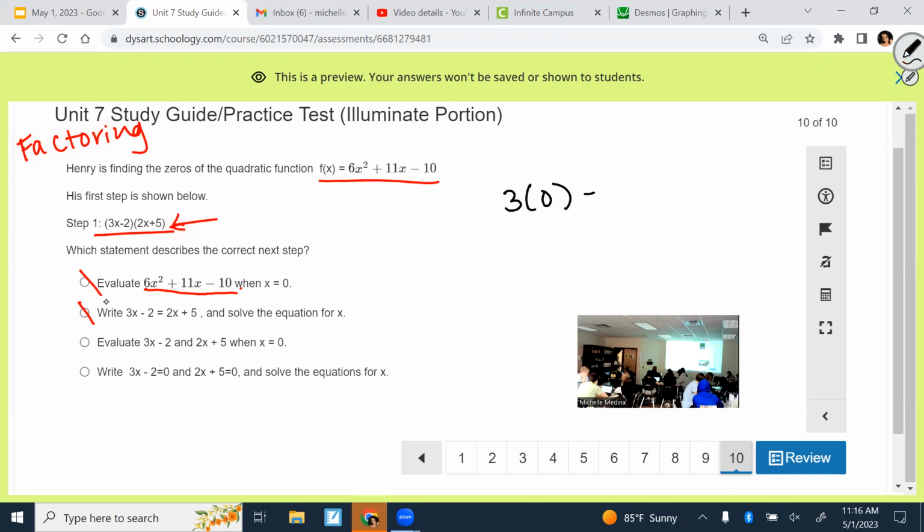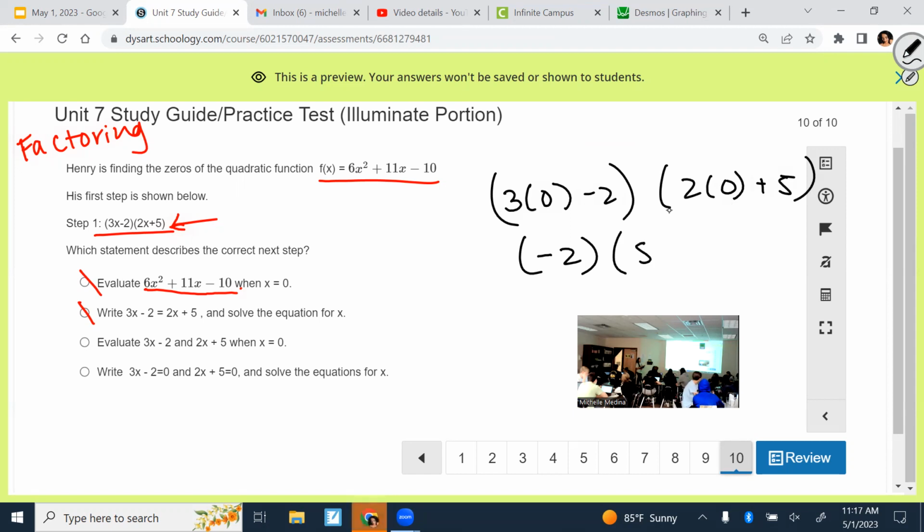So 3 times 0 minus 2, and 2 times 0 plus 5. What's 3 times 0? 0. And then minus 2, -2. 2 times 0 plus 5. Is this helping me solve for my zeros? No, this is like something random. I don't know what that is, but it's not solving for the zero. All right, what about the last one?